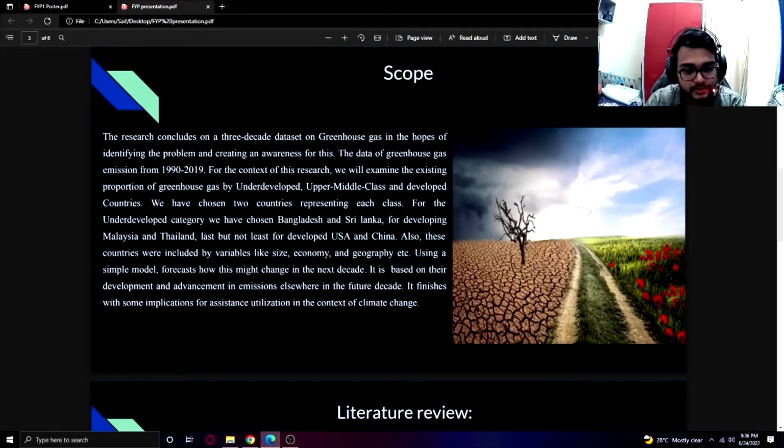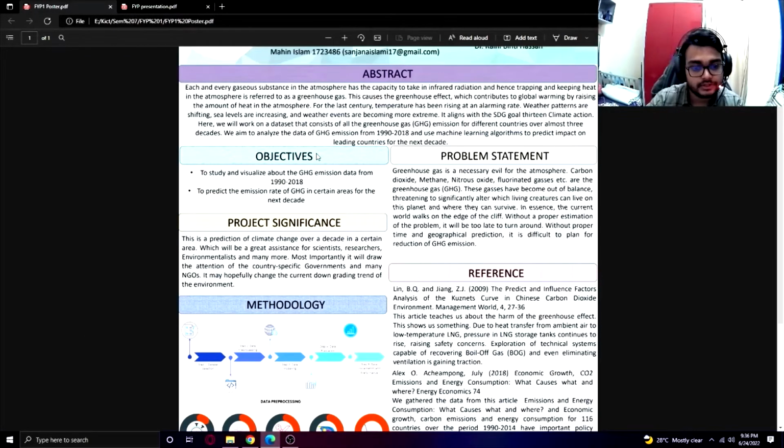Using this simple model, we will forecast how the greenhouse emission may change for the next decade. It is based on the development and achievement in emission in the future decade. It finishes with some implementations to assist with utilization in the context of climate change. So with this, we can understand what is going to happen with those 6 countries in the next decades of greenhouse emissions.